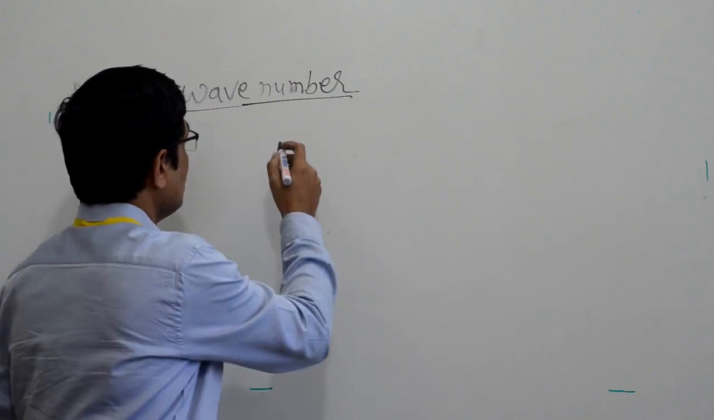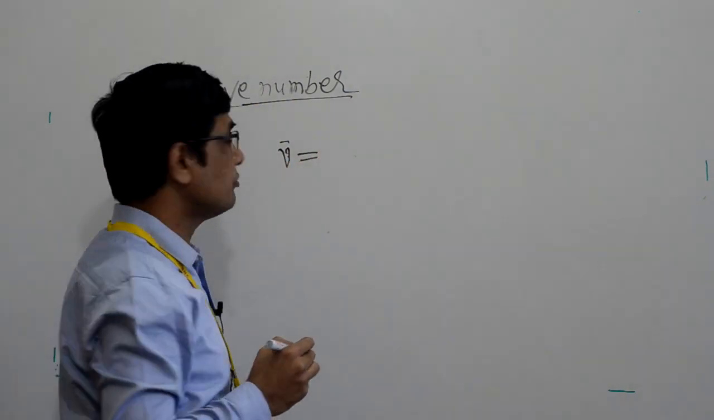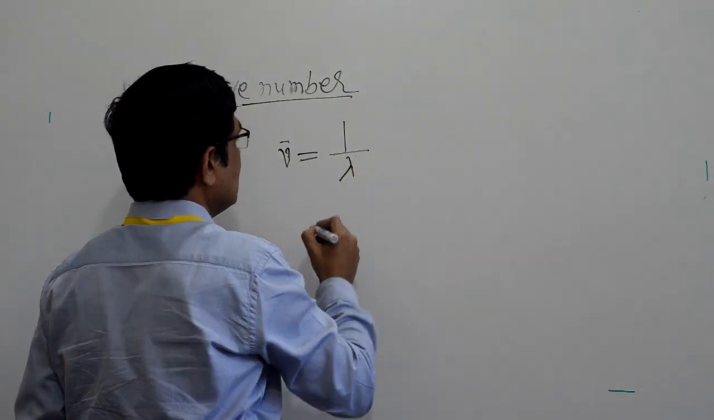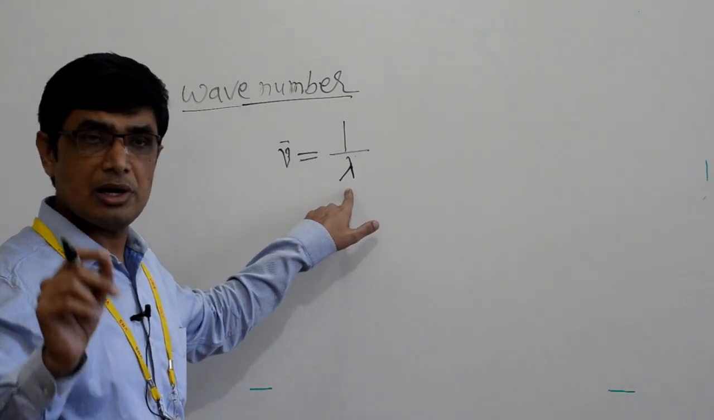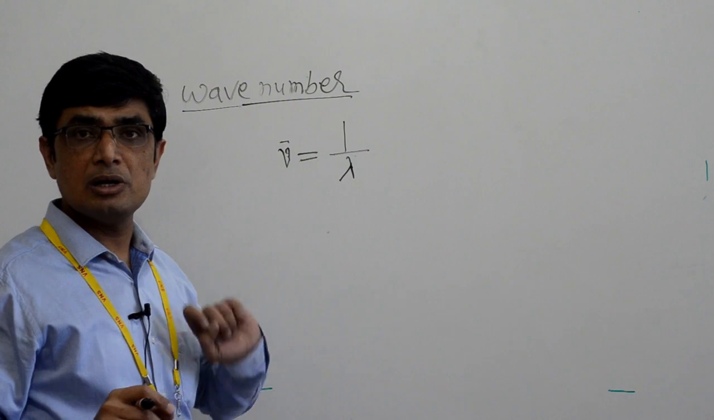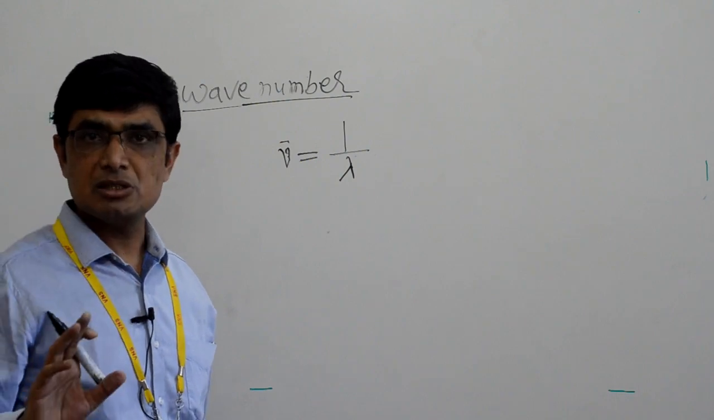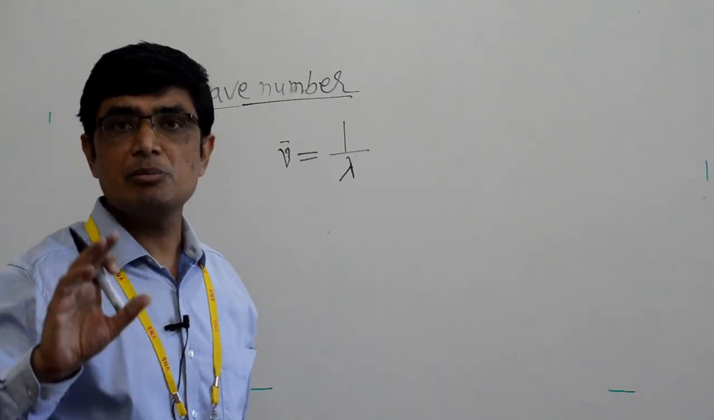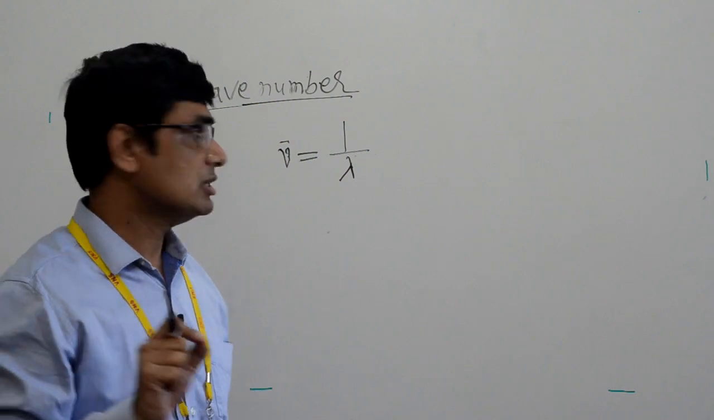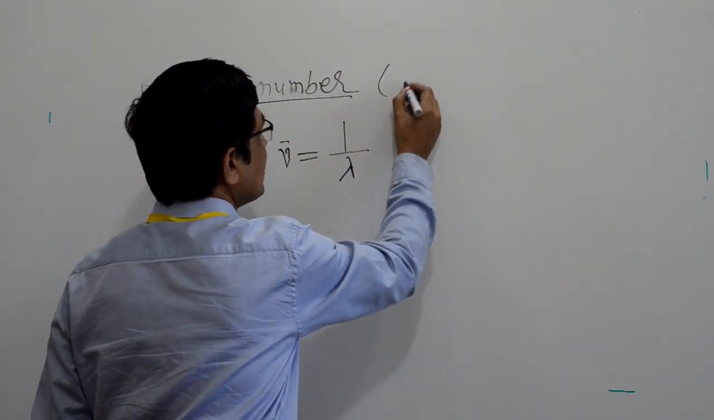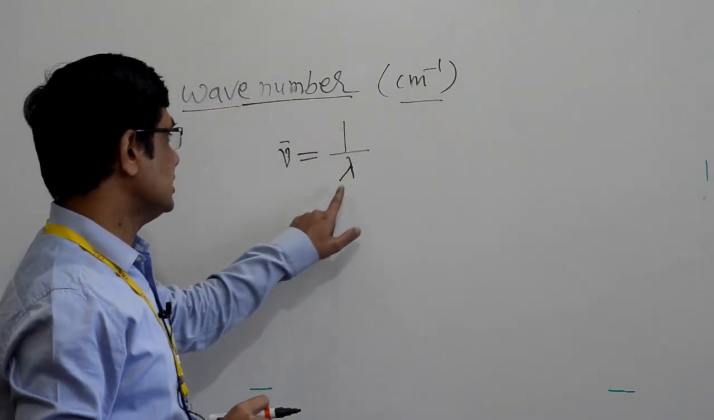This is the symbol of wave number. So what will be the wave number? That is equal to 1 upon lambda, and lambda is the wavelength. So wave number equals 1 upon lambda, but we have to write the wavelength in centimeter. Suppose you want to calculate the wave number of UV light, you have to put the wavelength in centimeter, because the unit of wave number is centimeter inverse.